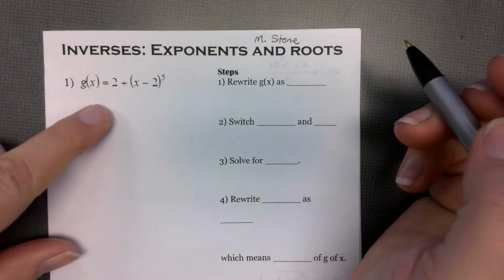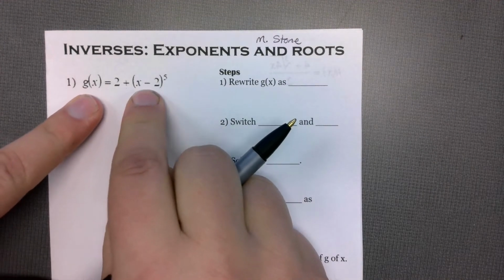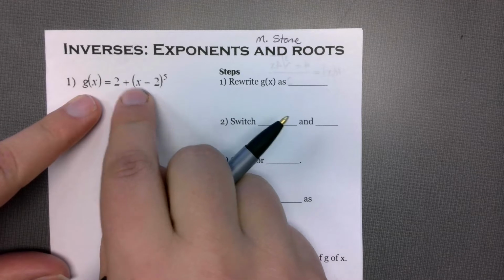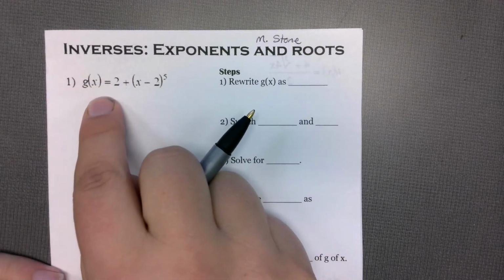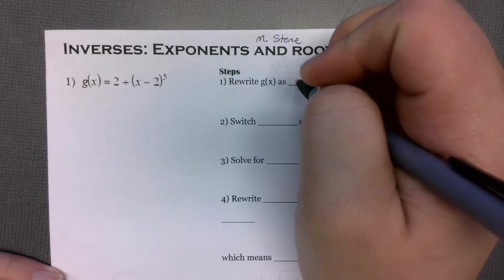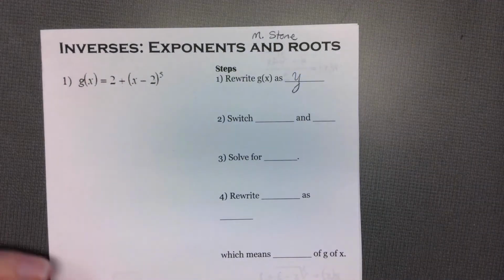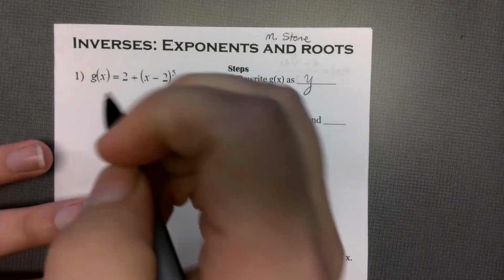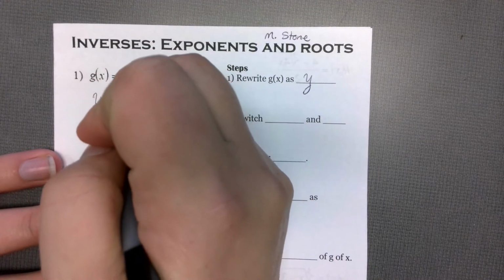So what is g of x? What variable could we replace g of x with? Instead of x, what could we make it? Golf? We could make it golf. But we're just going to make it a y, because that's what it really means, right? It means the output.